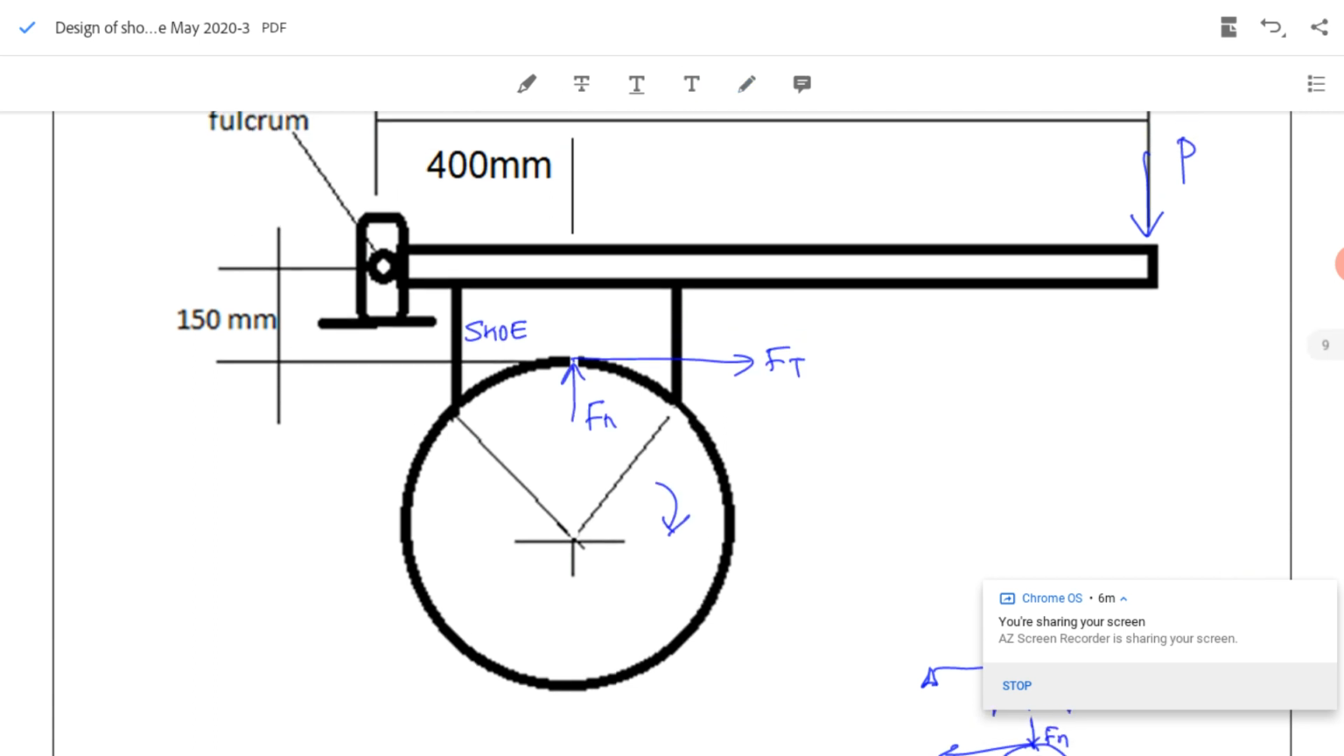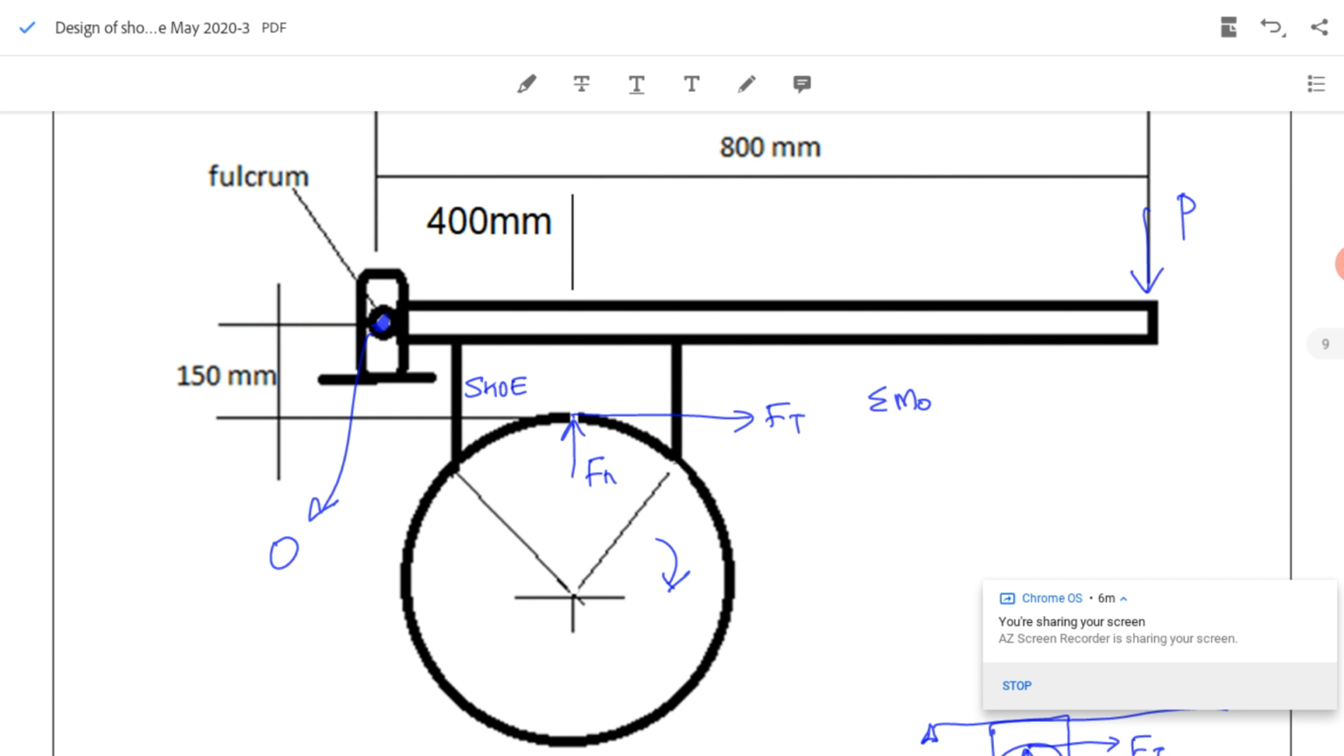What should we do? We have to take the moment about the fulcrum. Take the moment about this fulcrum point. I can mark the fulcrum point as O. So taking the moment about the fulcrum, I can write P multiplied by 800. That's the distance between P and the point O. This is the point O and P is the line of action. So P into 800, it is clockwise.